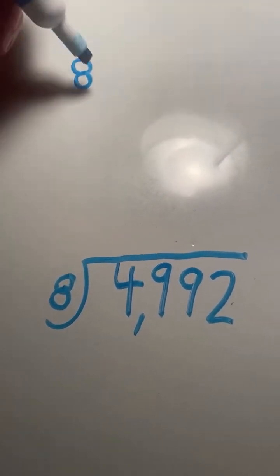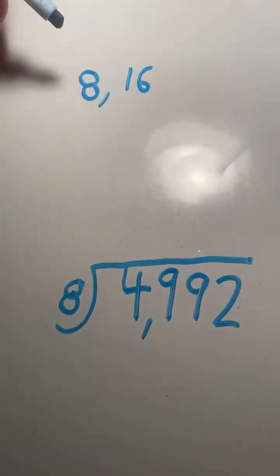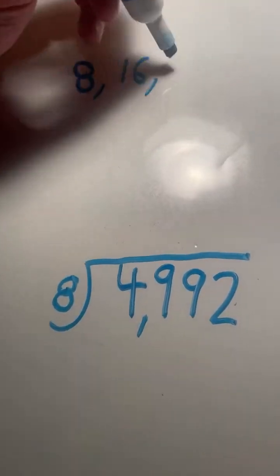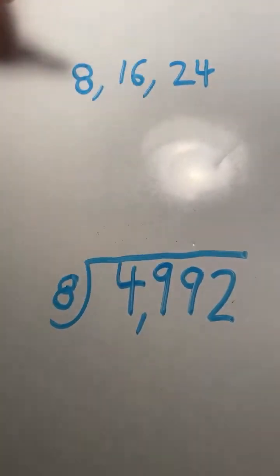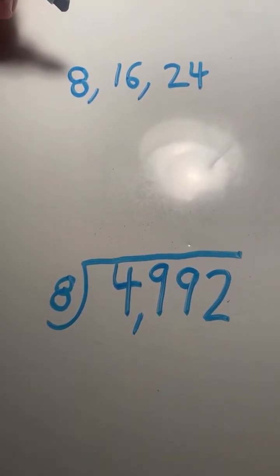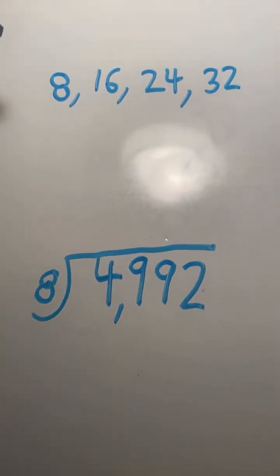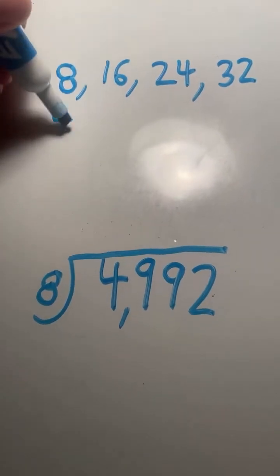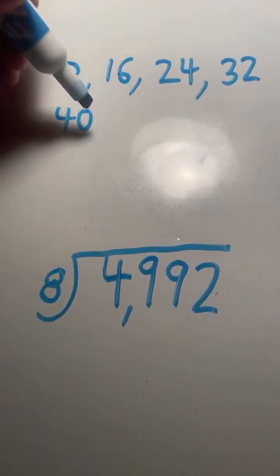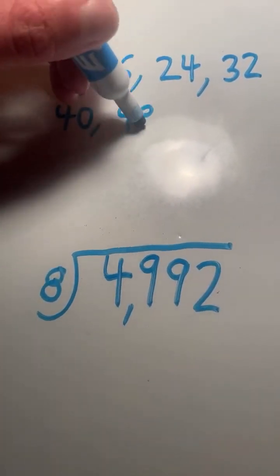So 8, so far I have 1 group. 16, so far I have 2 groups of 8. 24, so far I have 3 groups of 8. 32, so far I have 4 groups of 8. 40, so far I have 5 groups of 8. 48, so far I have 6 groups of 8.